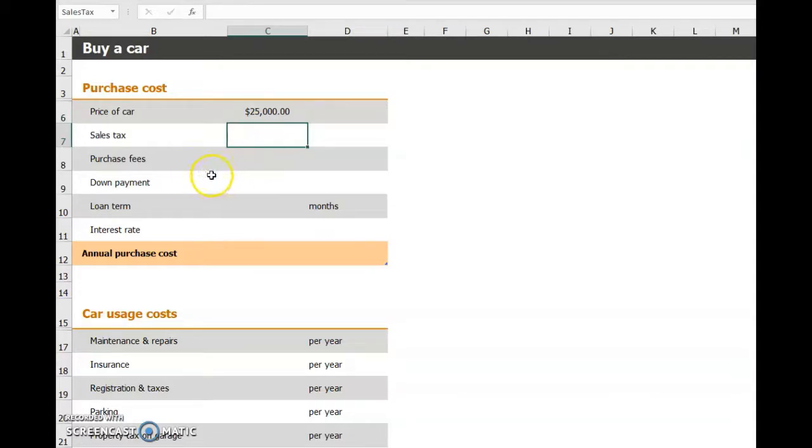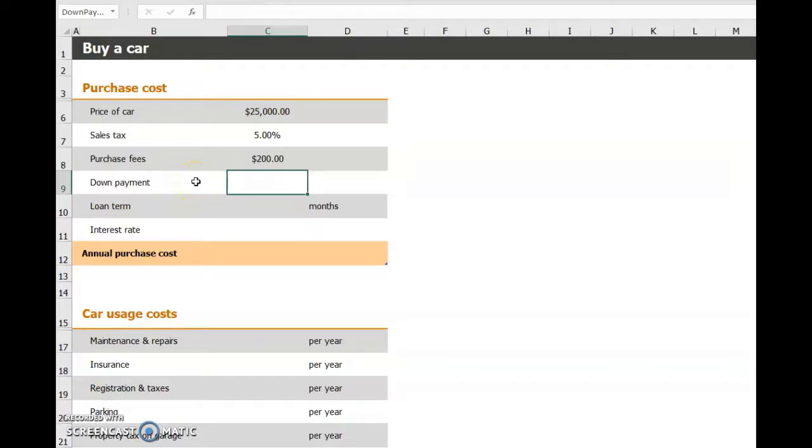What about the sales tax? Let's say maybe 5%. Maybe there are purchasing fees, which a lot of dealerships apply, depending on the car, if there aren't any incentives, or depending on where you live. So let's just say we'll keep it fairly low at $200.